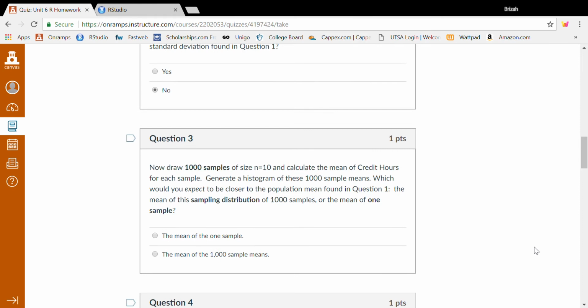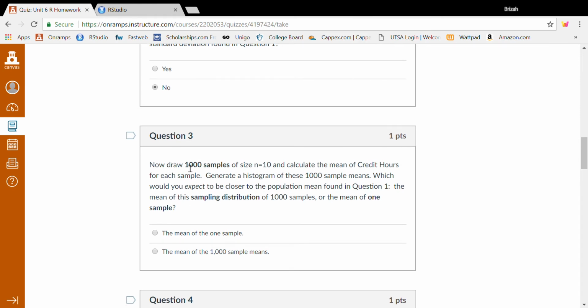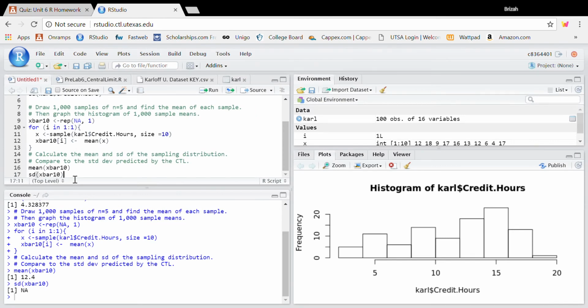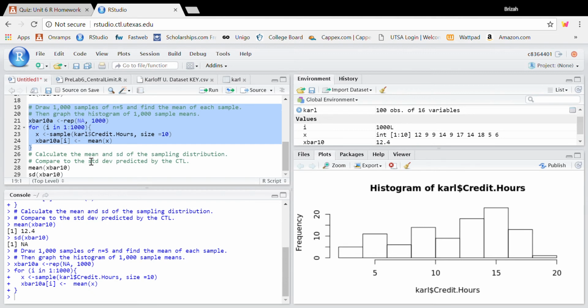So the next question. Now this time we have to use 1,000 samples. Okay, so let's get that ready. So just go ahead and copy and paste the one you used beforehand and change everything to fit. Now for this one, we're still using n equals 10. So you don't have to change the x bar 10. Really, just put a or b, put anything if you want, and it worked.